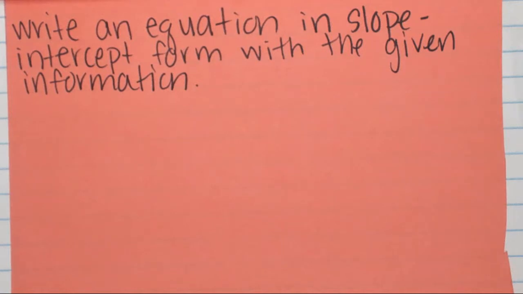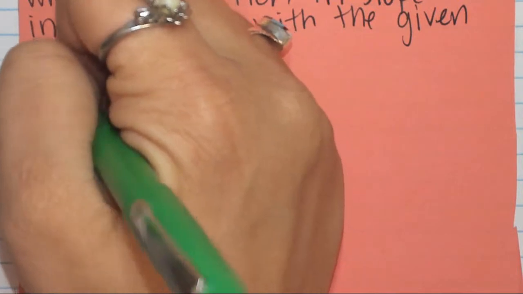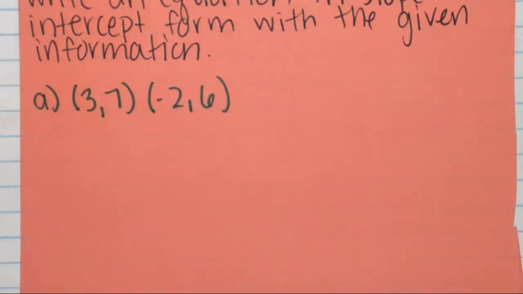Are we ready? Yes. So the first, did you say not yet? Yes. Okay, sorry. Okay, so our first one is going to, bless you. Our first one passes through 3, 7, and negative 2, 6. 3, 7, and negative 2, 6. And that's all we have. So what we're going to do is write it down step by step so that you know what to do.